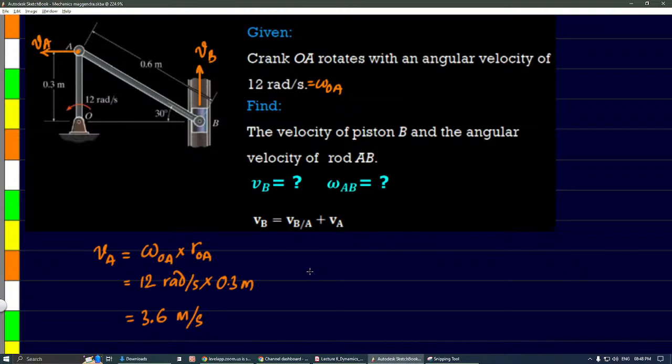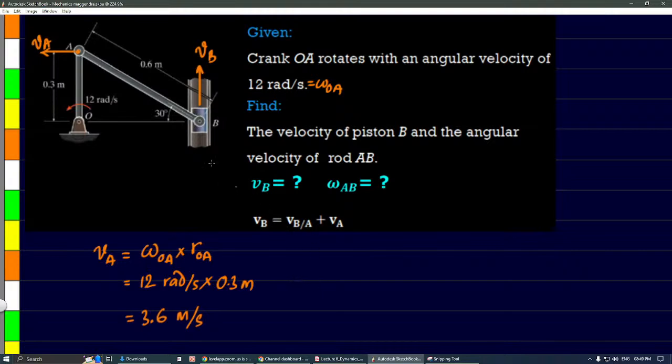Velocity of A with respect to B, how will that be? Velocity with respect to B. That means, is it moving? Velocity of B we need to find.